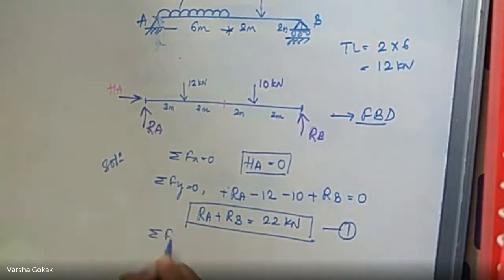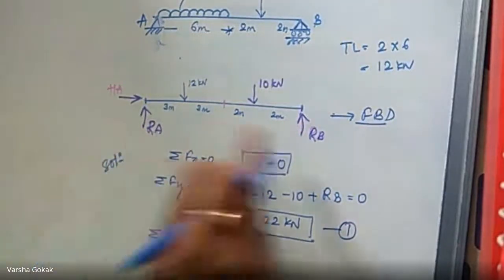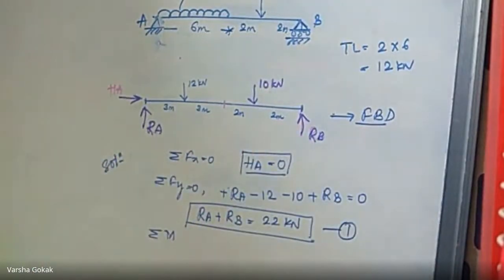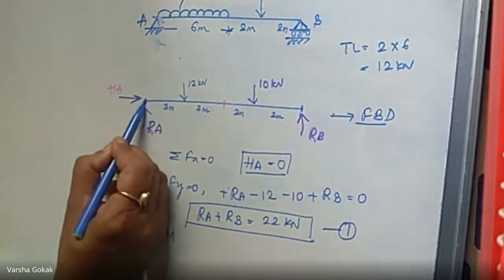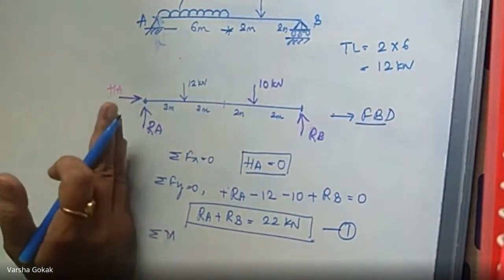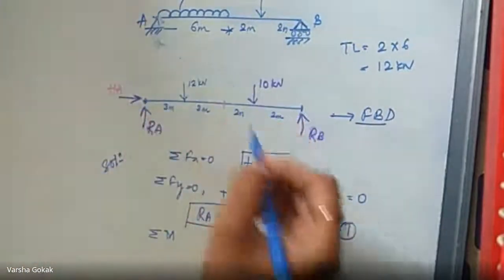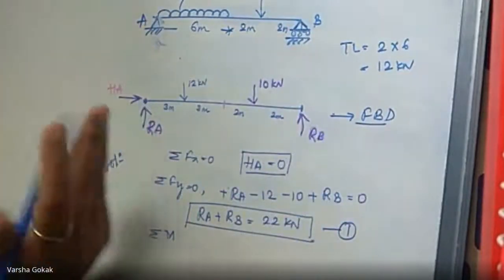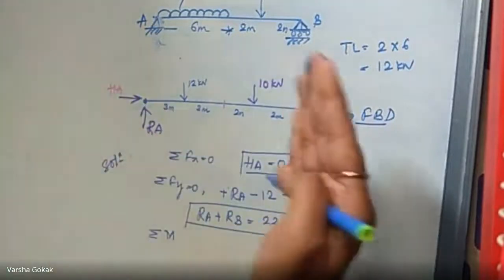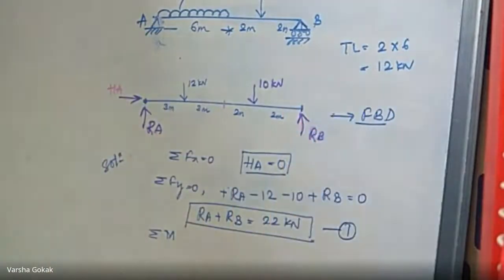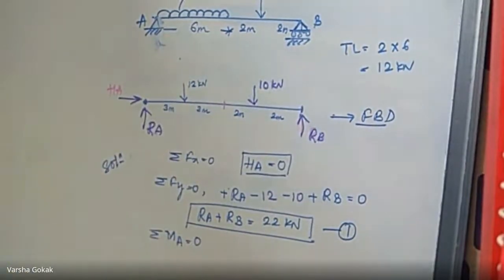Let us apply the third condition, that is summation M either at A or at B. Thumb rule, or generally what I do is I always take the left hand side or left support moments, because loads will give you all clockwise and reactions will give you anti-clockwise. I am used to taking moments at the left support. If you want to take the right support moment also, it is fine. Nothing is wrong in that. Okay, I will take summation MA equal to 0. You can write summation MB also.